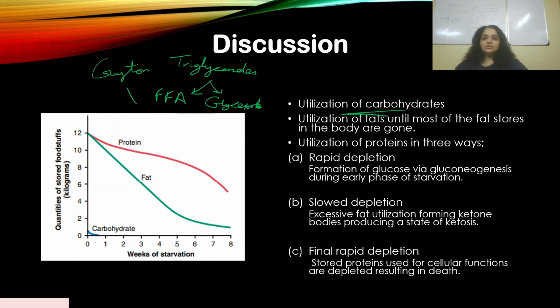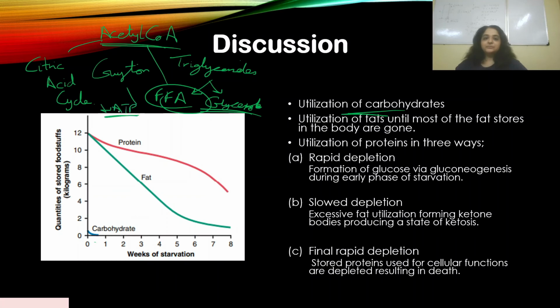This glycerol gets converted to glucose by gluconeogenesis, and the fatty acids form acetyl CoA, which then enters the citric acid cycle. The citric acid cycle forms ATP. This is one way by which fat produces energy.